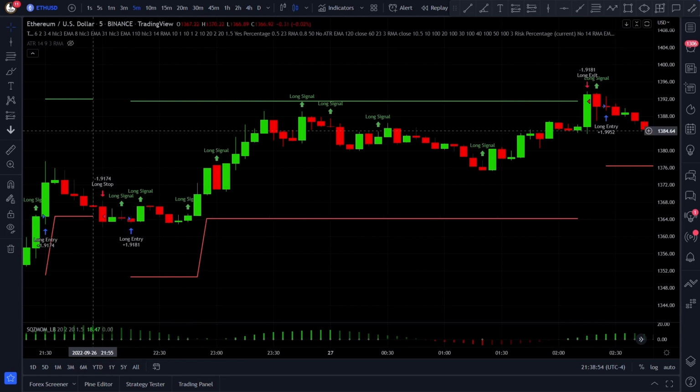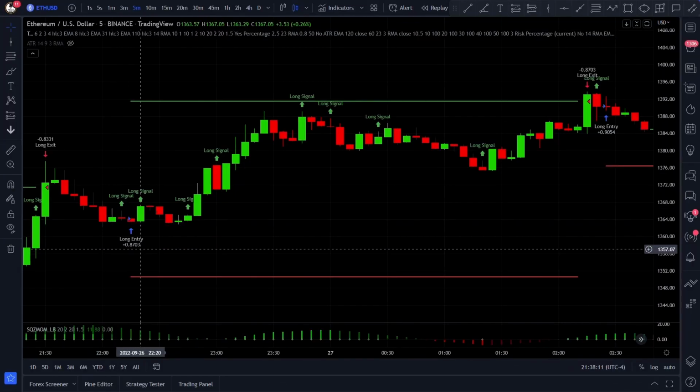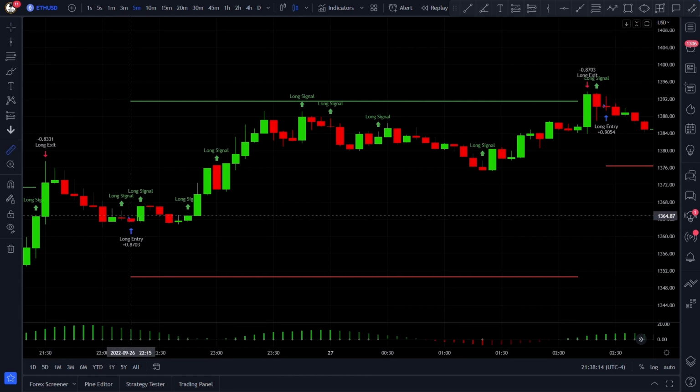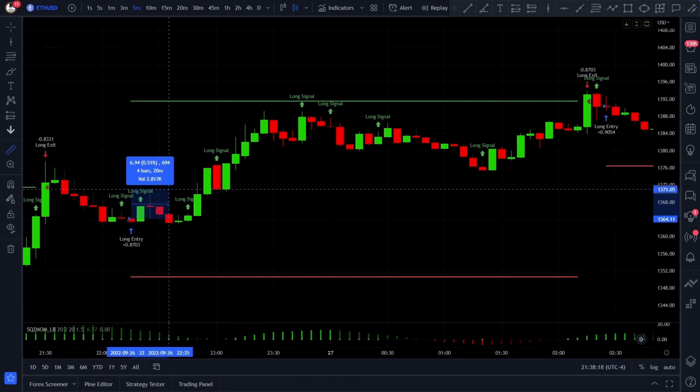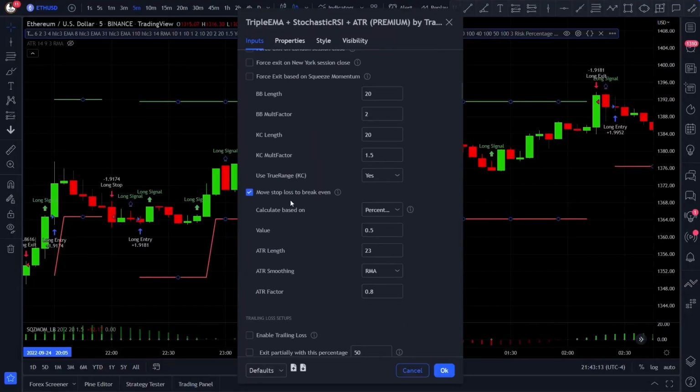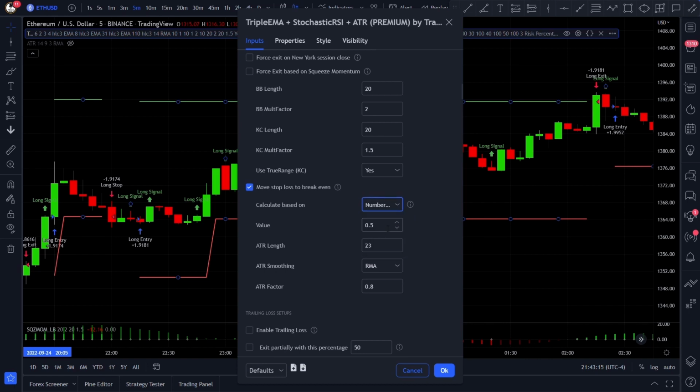The pip-based option works the same, just with pips. When you use the measure tool, the pip distance is displayed in the top right corner. Let's say I want to move the stop loss to break even after a 2000 pip distance has been reached. To make this happen, change the calculation based on value to pip based and type 2000 in the value field.